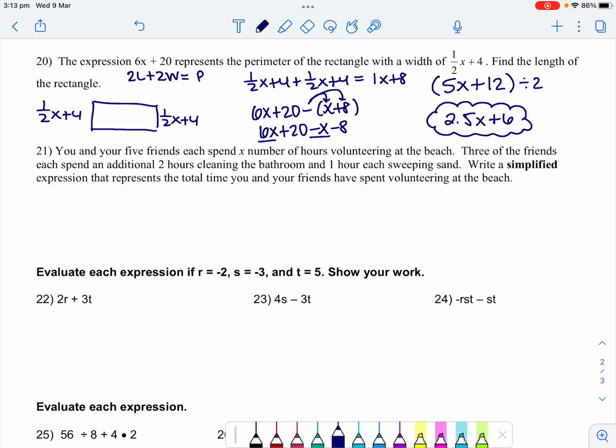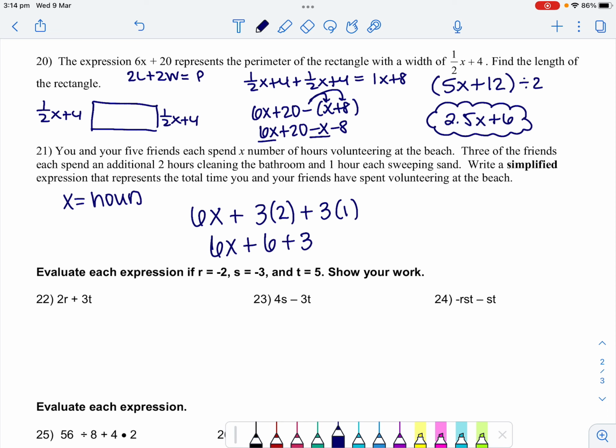Number 21 says you and your 5 friends each spend X number of hours volunteering at the beach. So X equals hours. And there's 6 of us spending X hours at the beach. 3 of the friends spend an additional 2 hours and 1 hour each sweeping sand. So they clean the bathroom and then they're sweeping sand, right? A simplified expression that represents the total time you and your friends have spent volunteering at the beach. So we spent 6 times a certain number of hours volunteering at the beach, plus they spent an extra 6 hours and an extra 3 hours, which is going to be 6x plus 9.